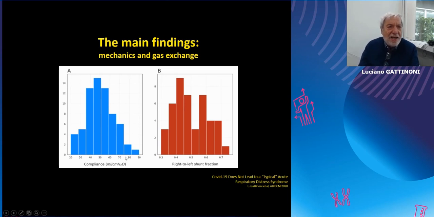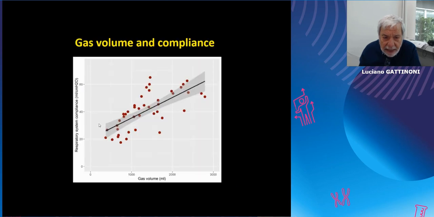In classical ARDS, we might have a compliance greater than 50. Great, but tell me how many classical ARDS have a compliance greater than 50 and a right to left shunt greater than 30. That means a severe ARDS criteria. In 40 years, I didn't find many. Really, I didn't find any before the COVID pandemic. And of course, when you have higher lung volume, you have a respiratory system compliance which is high.